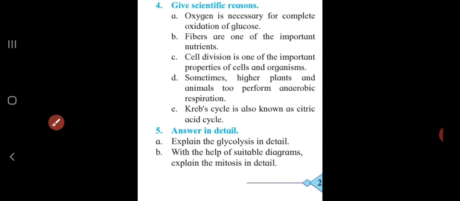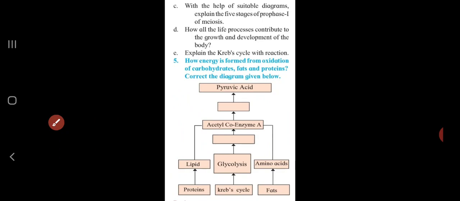Moving ahead, you can see the question: with the help of suitable diagram explain 5 stages of prophase of meiosis. Here as well you are supposed to draw the diagram. Then see this question. All these questions are equally important. Question number 5 is a flow chart diagram which is incorrect, and you are supposed to correct it. This question was asked once in the board exam, so you can expect this kind of question in your test.